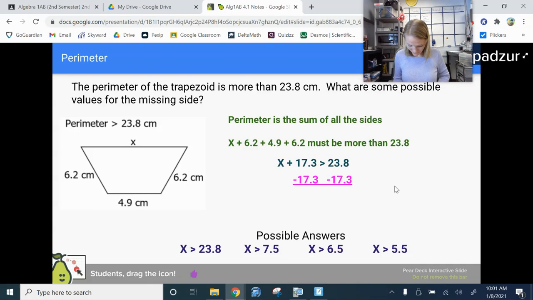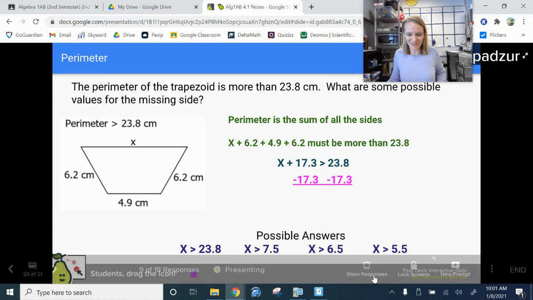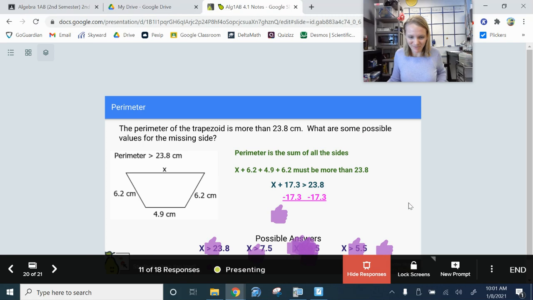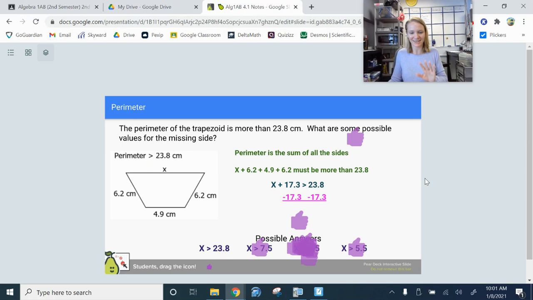I'm writing this down. I've got everybody all over the board. This is pretty interesting right now. I'm going to hit my show responses here. If anybody's looking at the Google Meet screen, you can see where everybody's kind of at right now. Okay, well, good. Nobody thinks it's 23.8 anymore. That's good. Everybody thinks it's one of the 0.5s. I see a lot of thumbs up kind of in the middle. I see one person has it on the left, one person's got it on the right. I got a couple of people that are like, I have no idea, Ms. Kane.